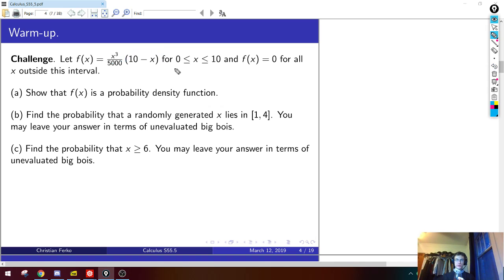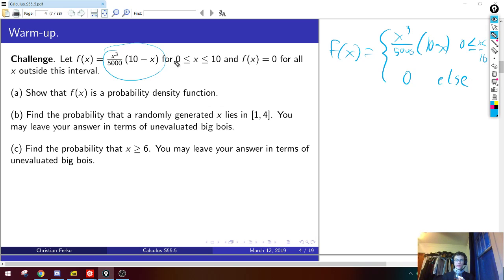And that's only true, so it's kind of piecewise defined. You can actually think of this as f of x is that junk, x cubed over 5,000 times 10 minus x, only for 0 less than or equal to x less than or equal to 10, and 0 else. So you have this function which is only non-zero between 0 and 10, it's 0 everywhere else. And then the first part of this question asks us to prove that this function is in fact a probability density, or a probability distribution. So what two things do I need to show to convince the reader that this is actually a PDF?